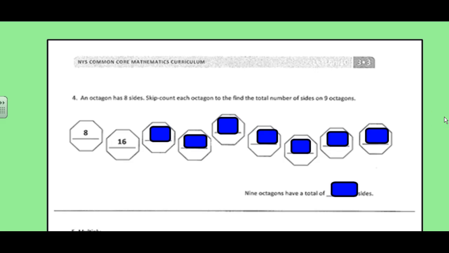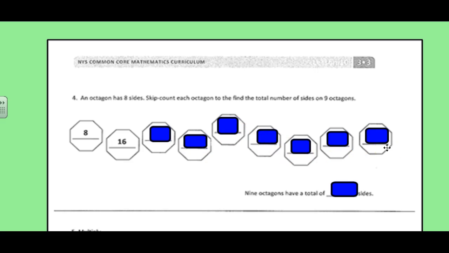The next 2 pages of your problem set are going to be pretty simple to do on your own. It's just working with your 8s facts and skip counting by 8s and then solving multiplication equations and division equations using the fact 8. So on number 4 it says an octagon has 8 sides, and that's what all of these shapes are. These are octagons because each one of these shapes has 8 sides.